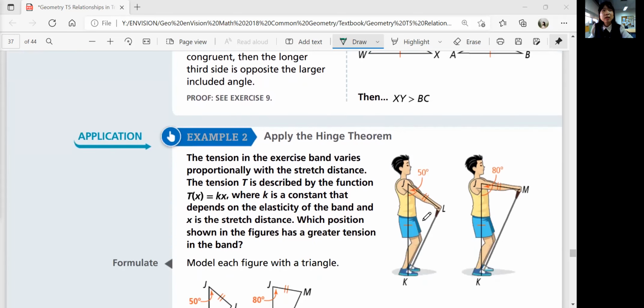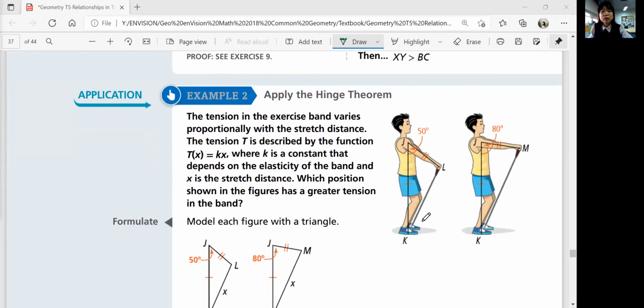Example 2, apply the Hinge Theorem. The tension of the exercise band varies proportionally with the stretch distance. The tension T is described by the function T(x) = kx, where k is a constant that depends on the elasticity of the band and x is the stretch distance. Which position shown in the figures has a greater tension in the band?